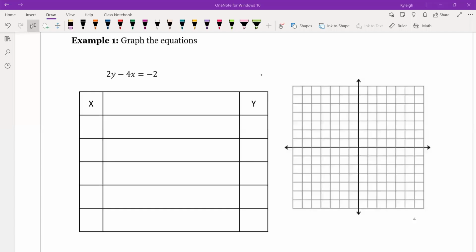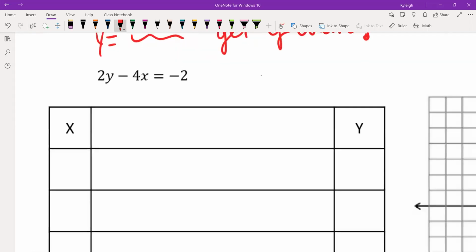For this one, we don't have y alone. So first we need to get y alone. Okay, so we want it like y equals blah, blah, blah. So we're going to do that by moving our x over. So what's the opposite of -4x? It's plus 4x. So we have 2y equals 4x minus 2.